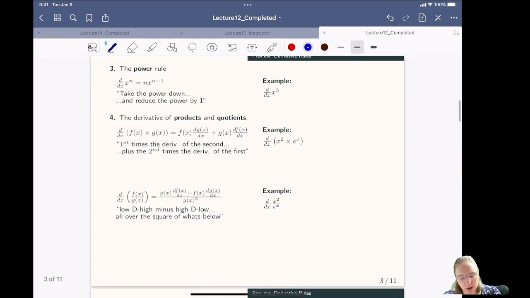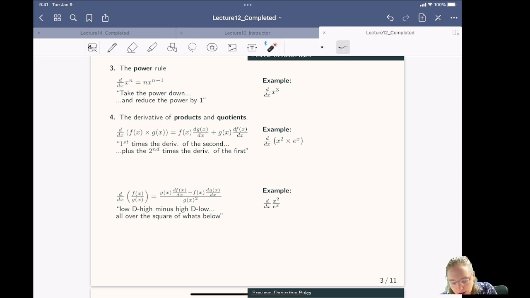In addition to those derivative rules, we have a couple more. So first of all, we have the power rule. So if you have a function x to some power n, then you can take that n down and subtract 1 from it, and this will give you the derivative of that exponent. So if we do that over here, we're going to take this 3 down and subtract 1. So we have 3x squared.